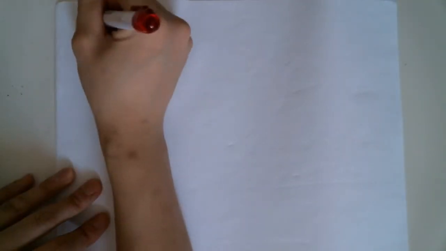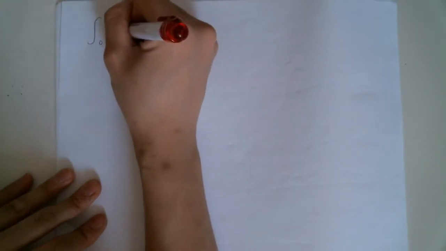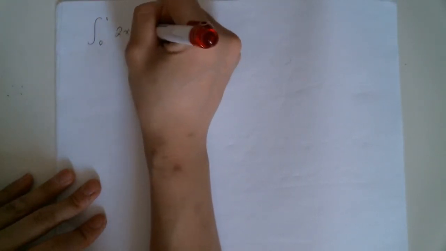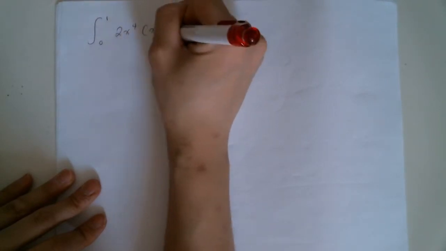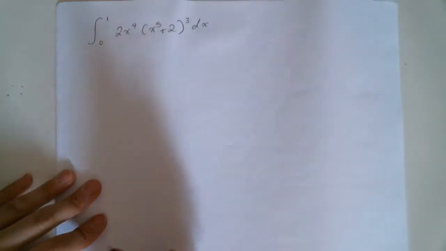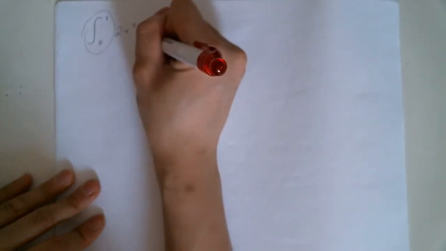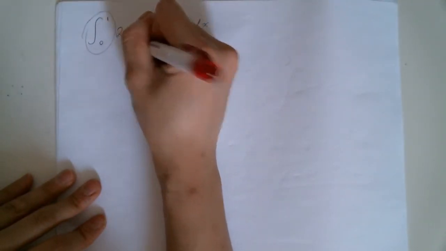So now moving on to something a little bit more complicated, we have the integral, and this time it's a definite integral from 0 to 1 of 2x to the exponent 4 times x to the exponent of 5 plus 2 all to the exponent of 3. Now, because we have a definite integral, there are actually two ways that we can finish this question off, and I'll show that to you later.